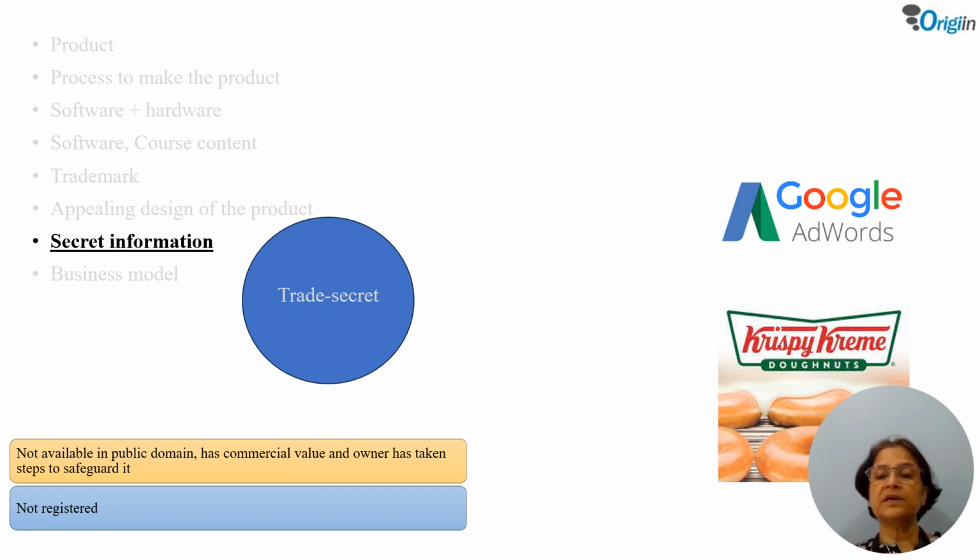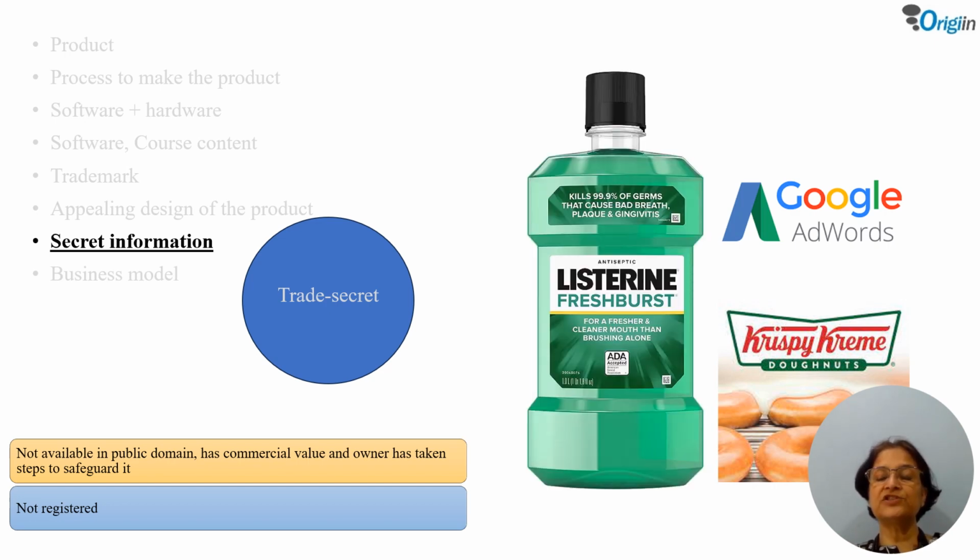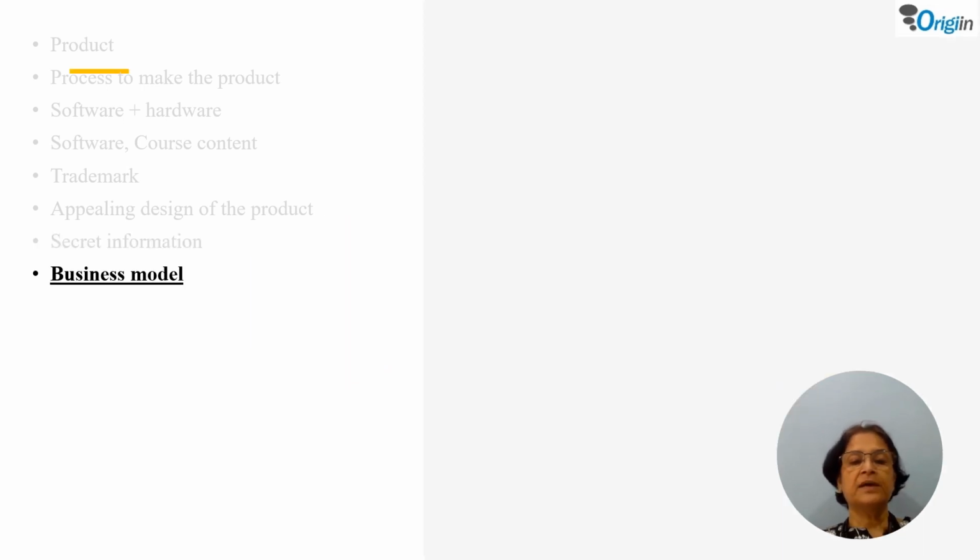Some of the examples of trade secret are the Google AdWords algorithm, Krispy Kreme donuts, Listerine, and you have plenty of other examples of trade secret like the KFC chicken recipe, Coca-Cola, McDonald's aloo tikki.